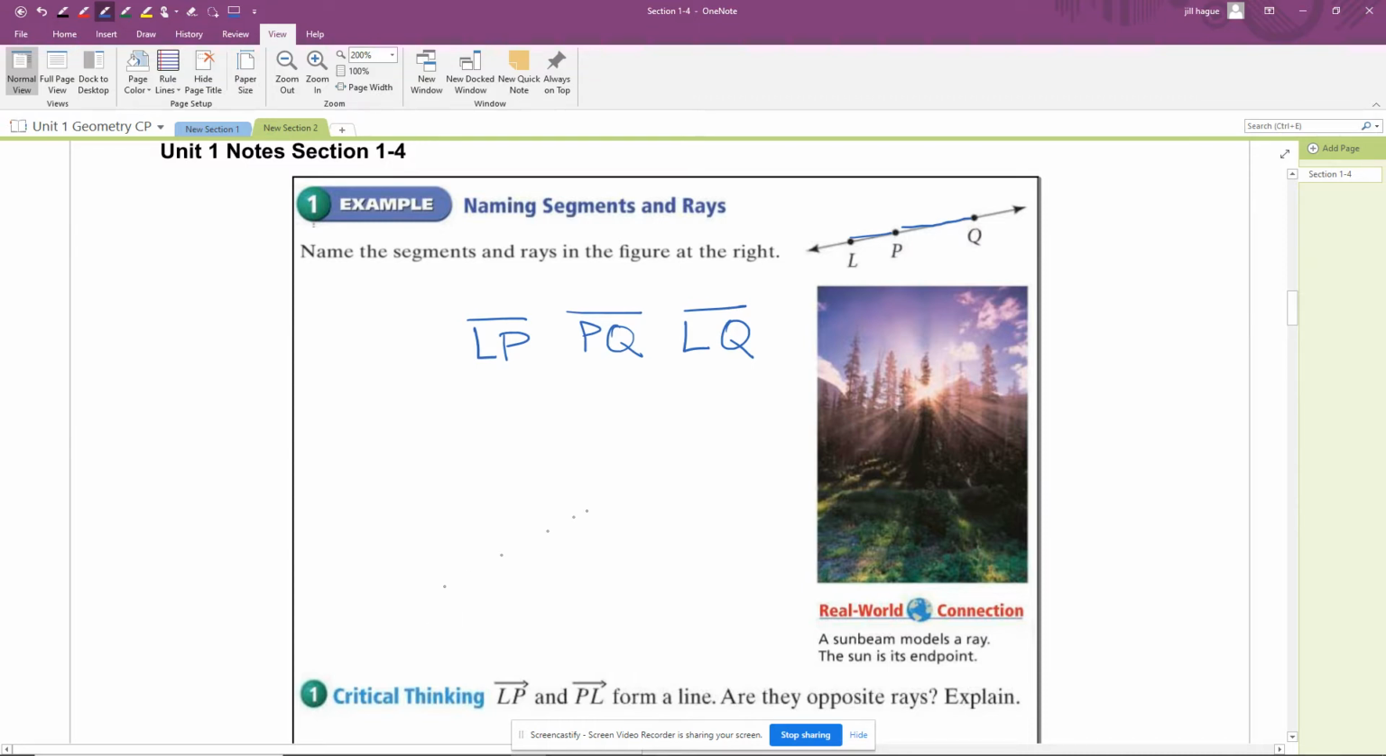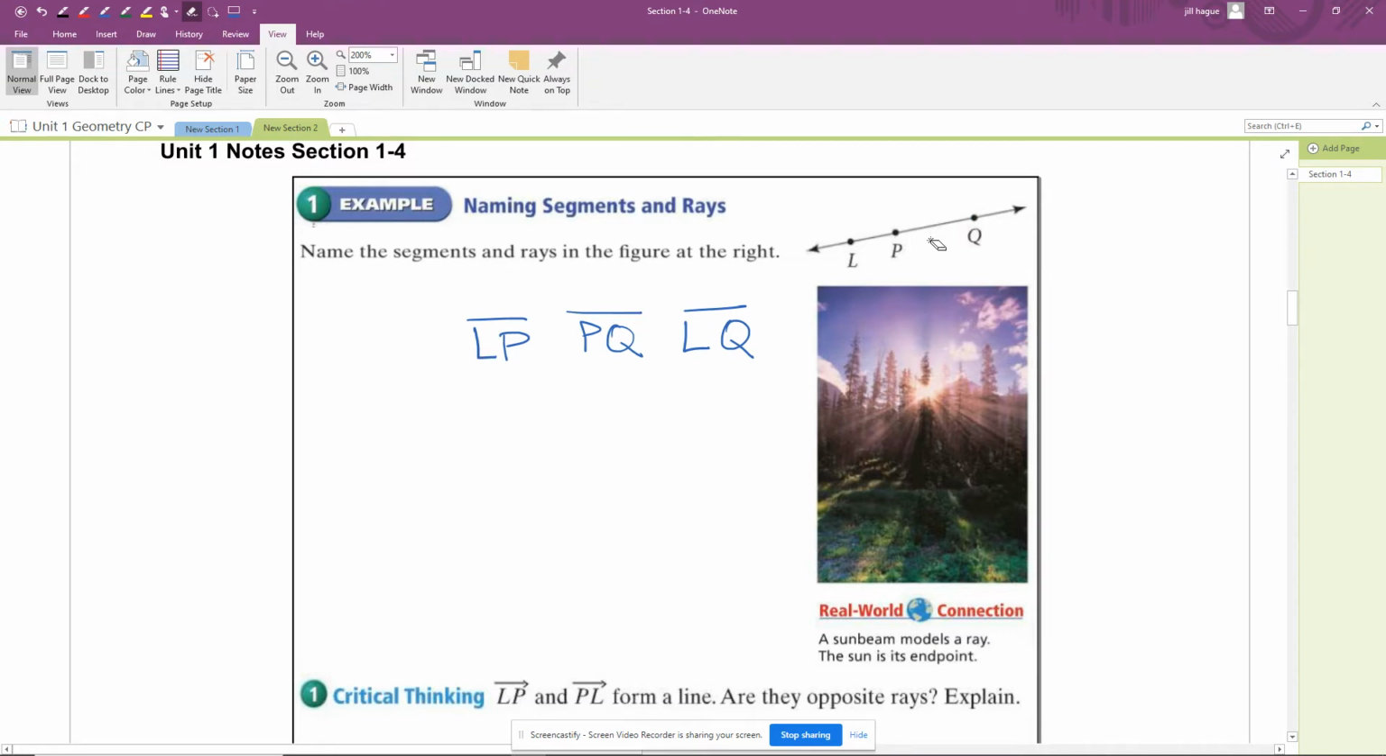Now there's also lines in there, right? But they're not asking me for that, so we're going to leave it at just this. These are the three segments. Now, I could reverse the order of all these. This could be PL, this could be QP, and this could be QL. Order does not matter on those. Then we want to know what the rays are. Let me erase those little lines there, here and here.